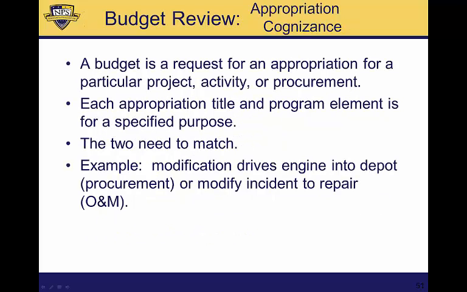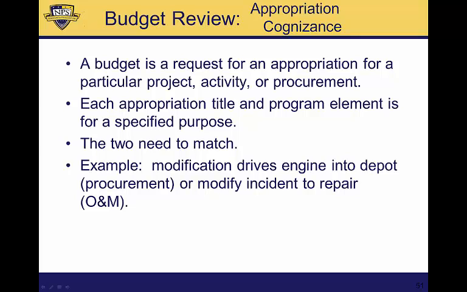The fourth criteria is appropriation cognizance, and this is simply looking at the activities and things requested in the budget and making sure that they match the appropriation being sought. Sometimes something may look like operation and maintenance, but it's really research and development. One example on the slide, if you have a modification to something like an aircraft engine, and that modification plan is telling the fleet to take the engine off the airplane and send it to the depot to be modified, that would be funded in a procurement account.